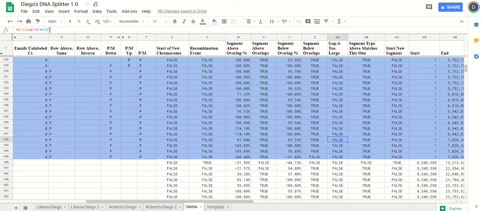So in other words, let's say that this line here represents the end of the segment above, and here is the beginning of the new segment. So there's this gap in between. If this gap is greater than 3.7 million, then the gap is considered to be too large. And that's all that this formula is doing here.